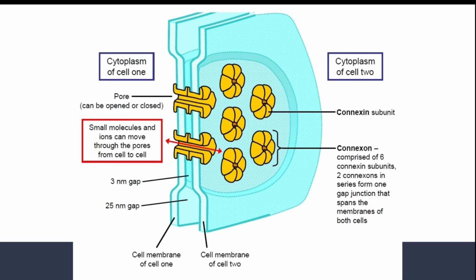Connexins meet between two cells to make a channel across the two cell membranes, and small inorganic and hydrophilic molecules can diffuse between cells through these. This makes the cells metabolically, chemically, and electrically coupled, and these junctions can be regulated in response to different environmental cues.